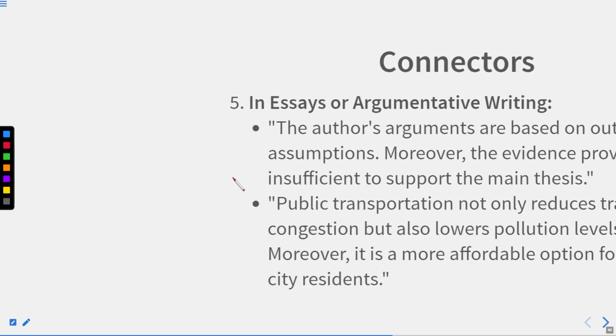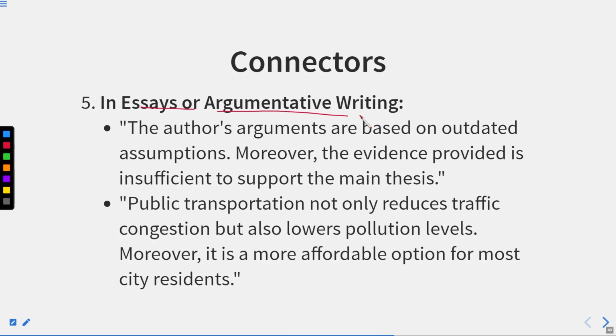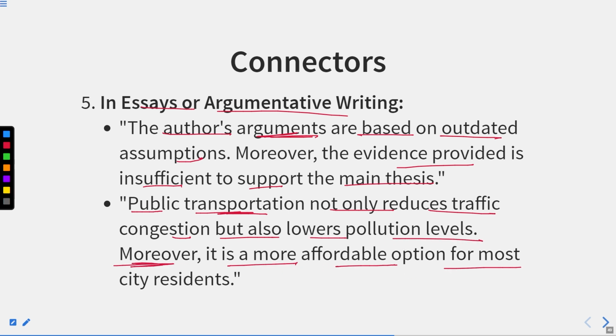In essays or argumentative writing, the author's arguments are based on outdated assumptions. Moreover, the evidence provided is insufficient to support the main thesis. Public transportation not only reduces traffic congestion but also lowers pollution levels. Moreover, it is a more affordable option for most city residents.